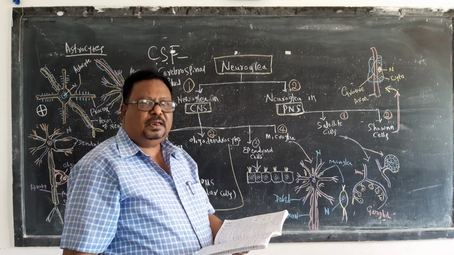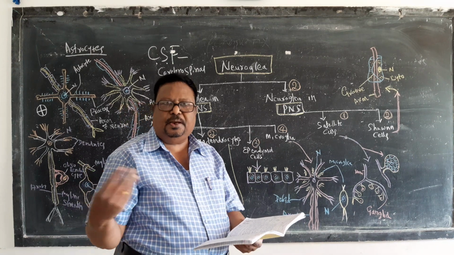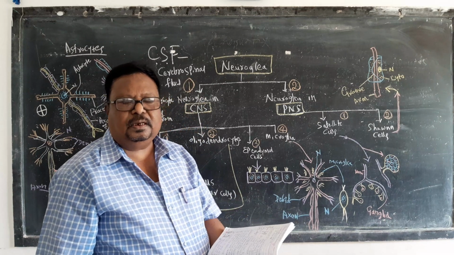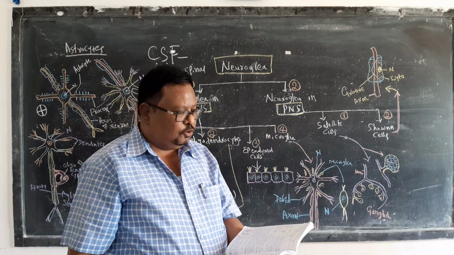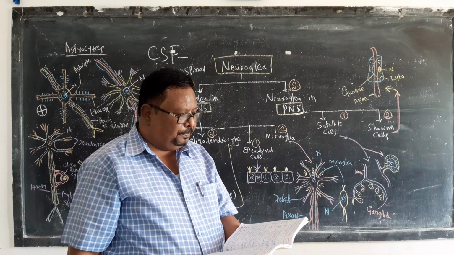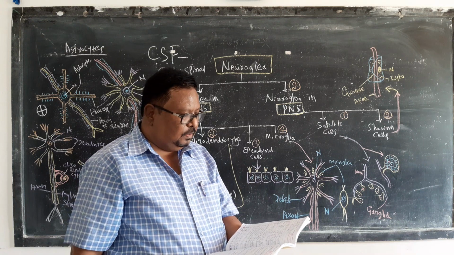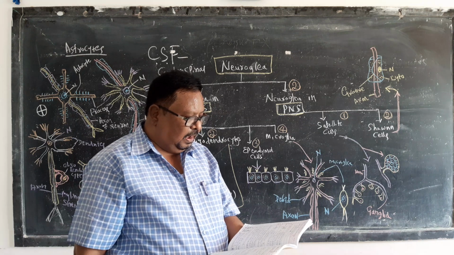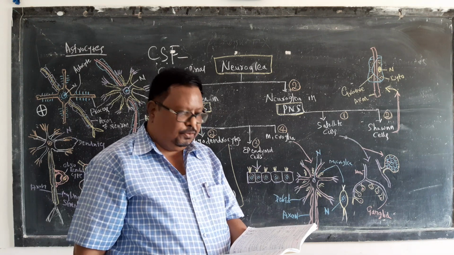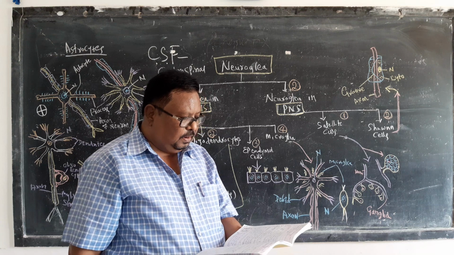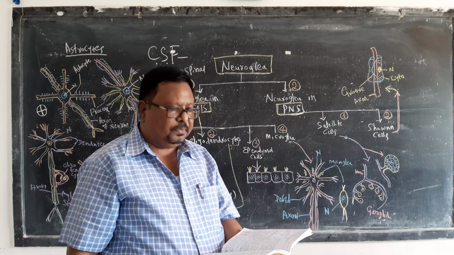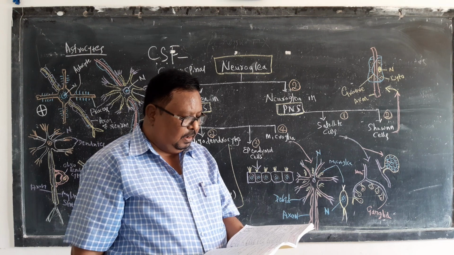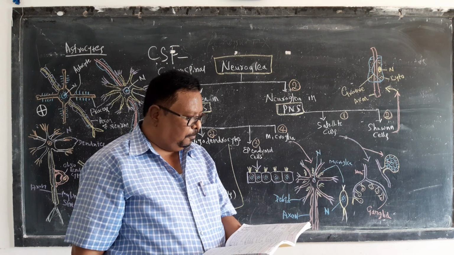Sympathetic and parasympathetic ganglions I will explain afterwards. What are the sympathetic and parasympathetic ganglions? These cells are present and they surround the sympathetic and parasympathetic ganglions. They are highly sensitive to injury, inflammation and chronic pain.